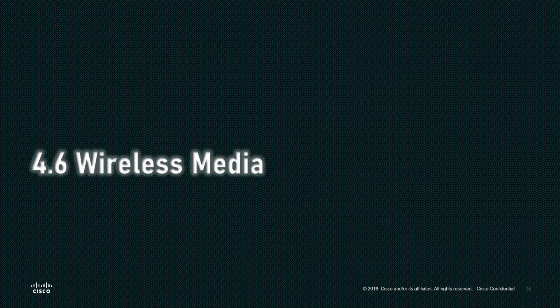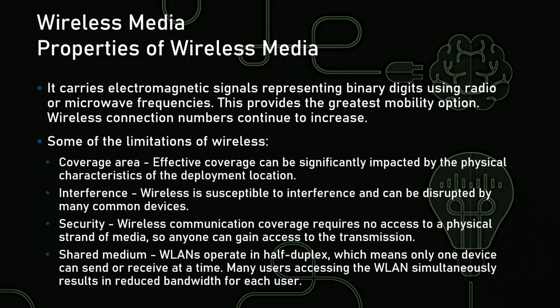Now let's talk about wireless frequency. This is one you'll see quite a bit. Wireless frequency transmission deals with electromagnetic signals representing binary digits with a high or low tone, essentially. That's the greatest mobility option possible. It allows us to connect in buildings where we couldn't necessarily rerun infrastructure.